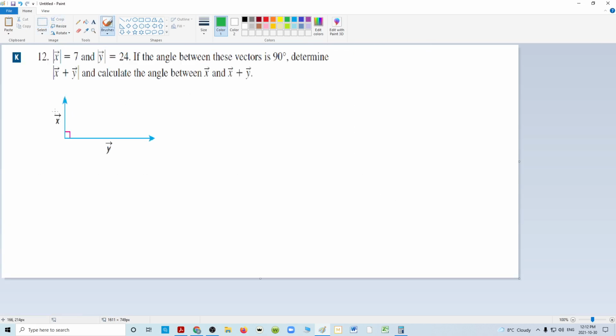So if x is 7 in magnitude, and y is 24, if the angle between these vectors is 90, determine x plus y and calculate the angle between x and x plus y. Now be careful, this is x, this is y. So x plus y would be this. So here's x over here. Here's the resulting line vector they're looking for. And they're asking for the angle between x, which is here, and x plus y, which is here. So they're asking for this angle up here.